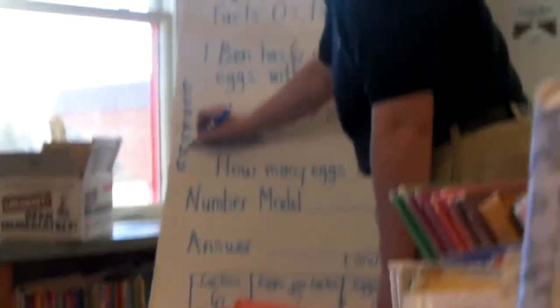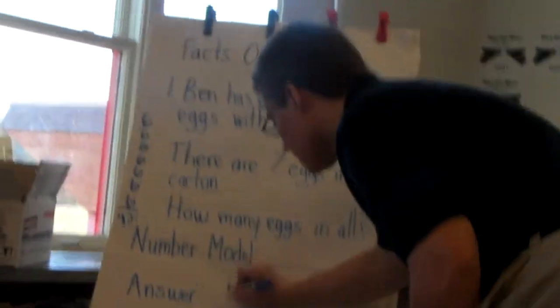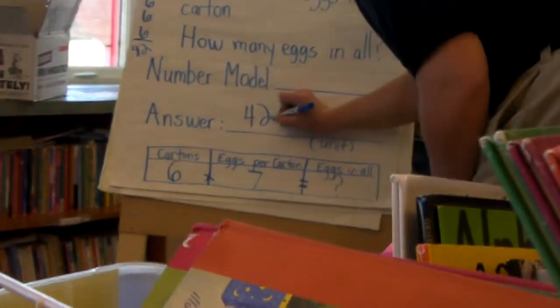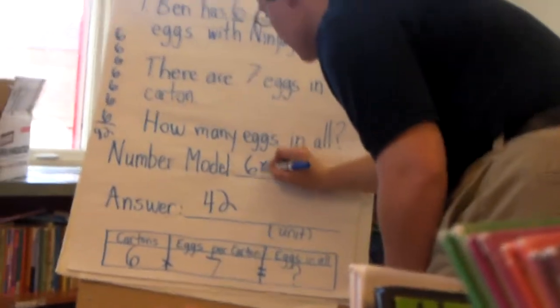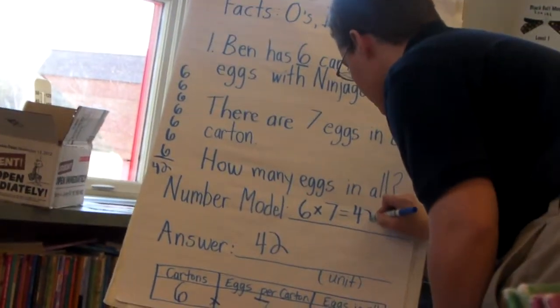You can go 6 plus 6 is 12. 12 plus 6 is 18. 18 plus 6 is 24. 24 plus 6 is 30. 30 plus 6 is 36. 36 plus 6 is 42. Okay, so that's one way to do it. The answer is 42, actually. So I'm going to put that right there for the answer. The number model is just right here. 6 times 7 equals 42.